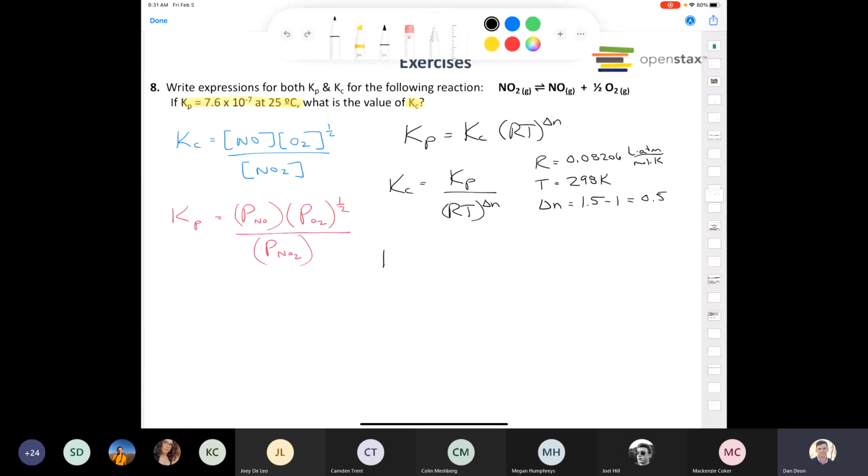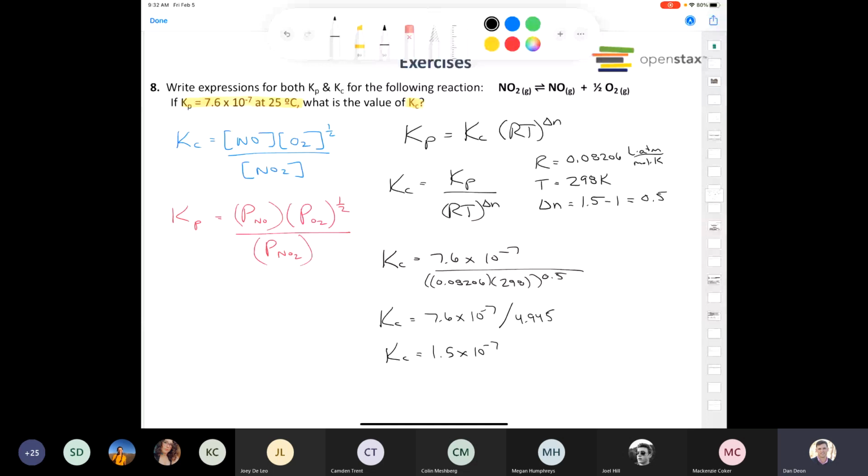So let's plug some numbers in. Kc is equal to 7.6 times 10 to the minus 7 divided by 0.08206 times 298, and all of that to the power of 0.5. You've got to be able to use a calculator in order to do calculations like this. I simplified it to Kc is equal to 7.6 times 10 to the minus 7 divided by 4.945. I carried some extra sig figs there. My final answer can only have 2 sig figs, and so it's 1.5 times 10 to the minus 7.